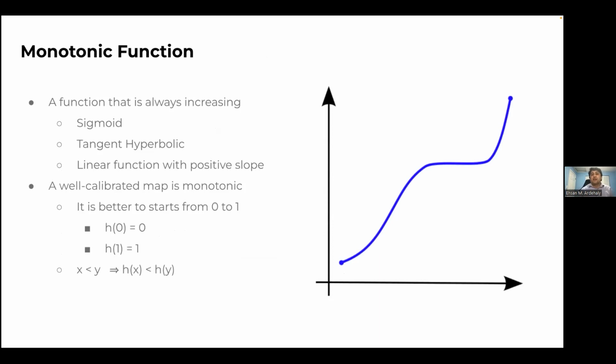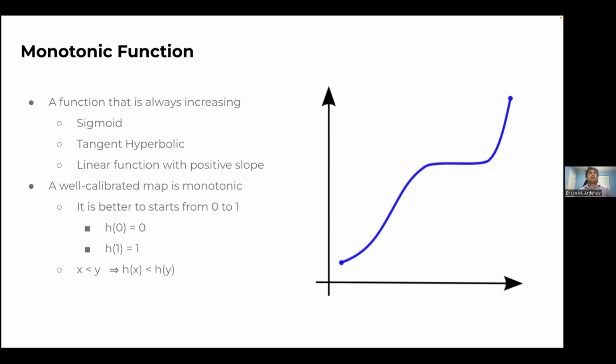Basically, first, let me define the monotonic function. I'm sure all of you are familiar with that. The monotonic function is always increasing. The reason that we are interested in monotonic functions is that calibration is always monotonic. So if the score of one content is higher than another, after the calibration we also want to keep that.